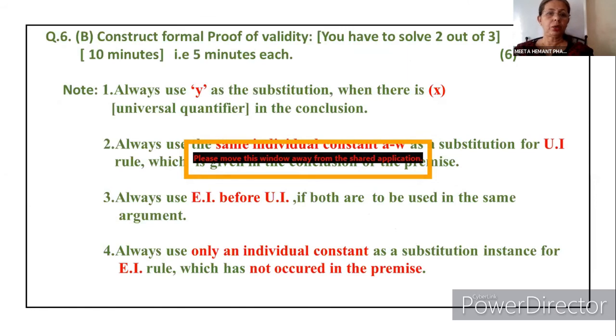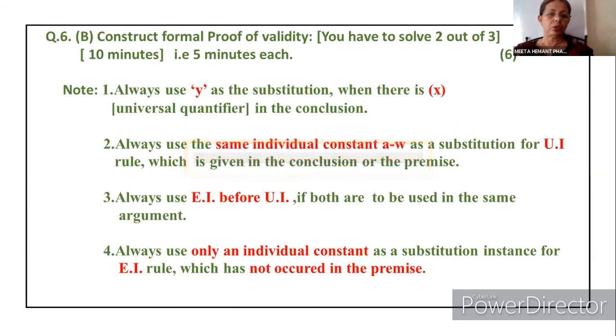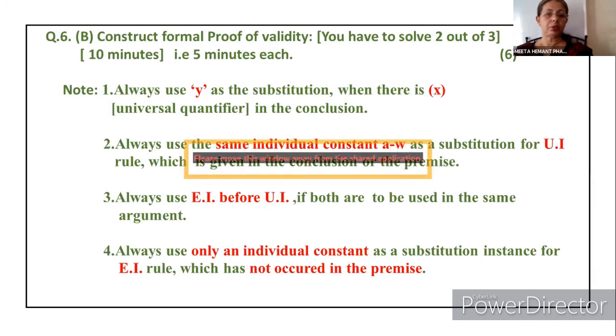Then you have to note that when a constant is there in the premise line and you have to use the rule of UI only, then you have to use the same constant in the case of UI. Then when EI and UI are to be used simultaneously in the argument, always use EI first. Always use an individual constant that has not occurred in the premise line. These are the points to be noted.